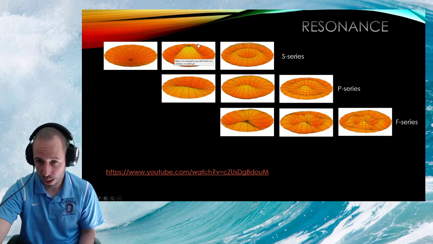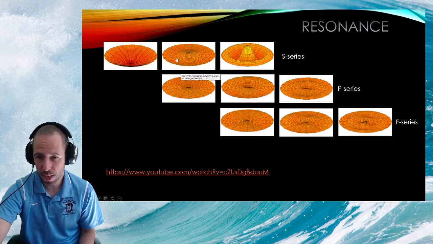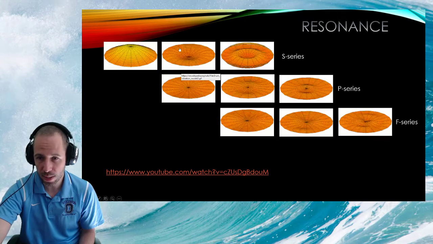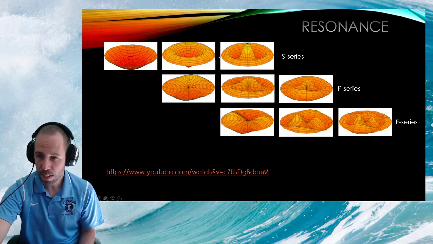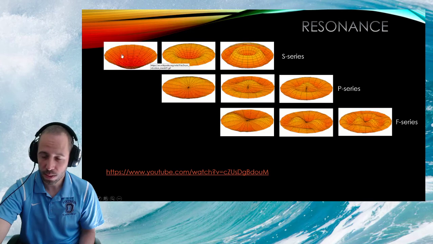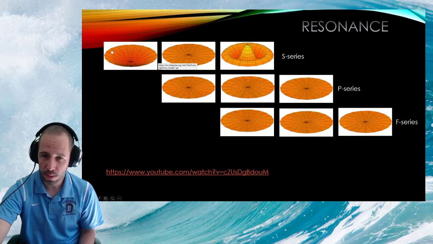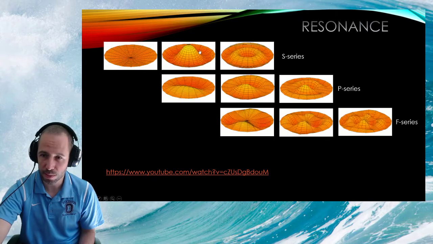This is also following all the rules though. It's got the node around the outside. It's actually got a second node, kind of an inner ring there. And then it's got two antinodes. How many nodes and antinodes does this have? By the way, this was one antinode and one node. This one's two nodes and two antinodes. What's this one? Three nodes and three antinodes.